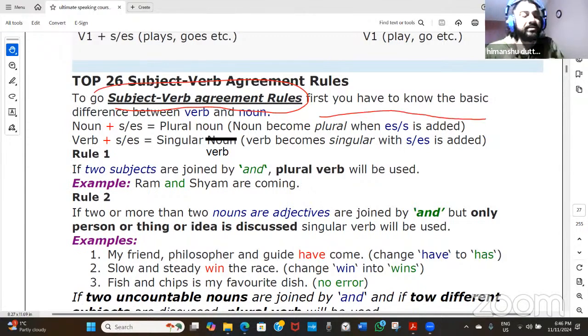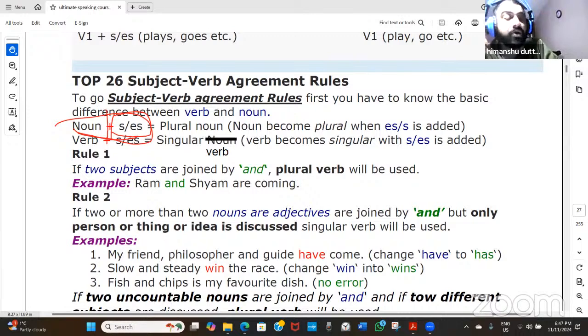First, you have to know the basic difference between the verb and the noun. You should know that. We have discussed already, but a little bit of explanation again is given there. So a noun, when it ends with s or es, is a plural noun. That's what I told you, that if we are adding s or es to the noun, then we are making it a plural noun. But when we are adding s or es to the verb, it becomes a singular verb.